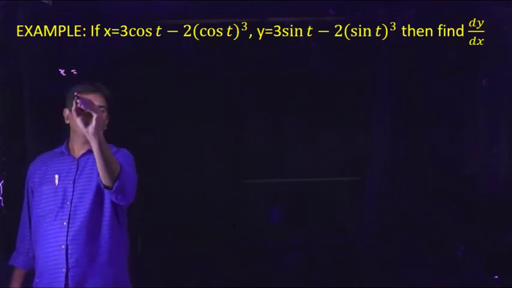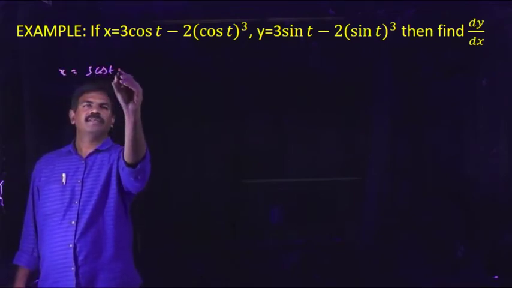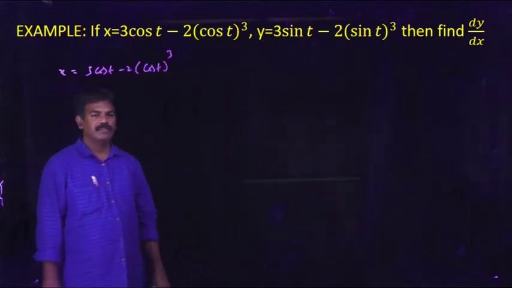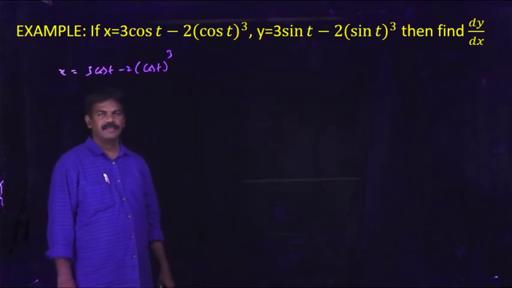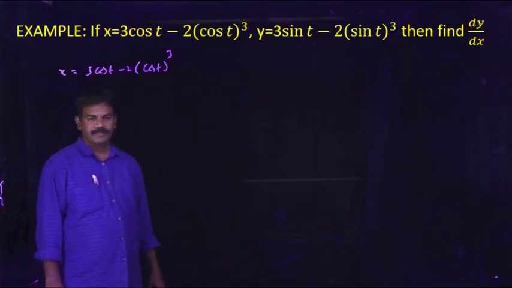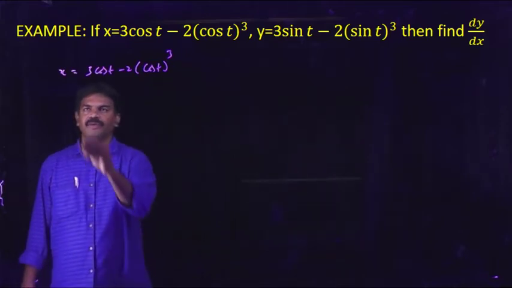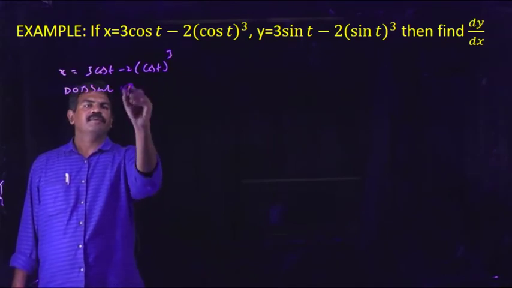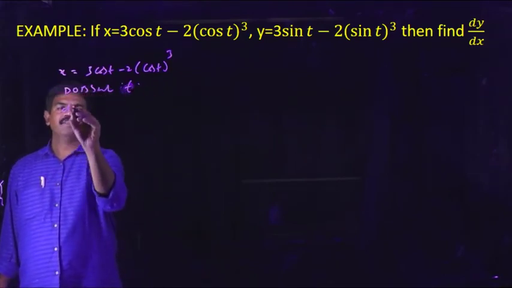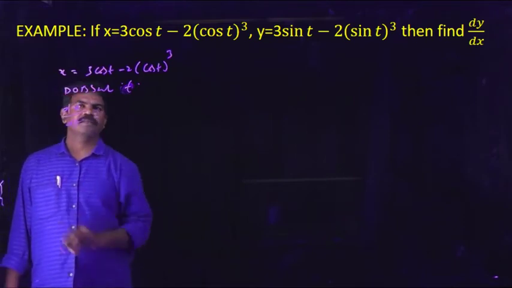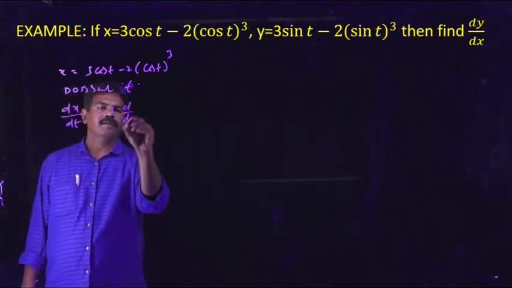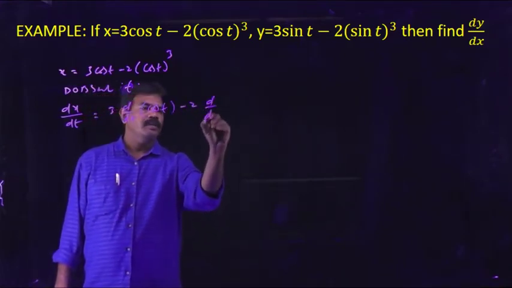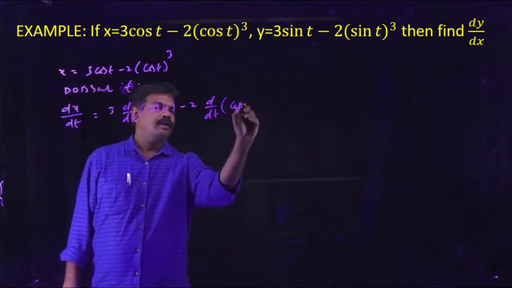x is equal to 3 into cos t minus 2 into cos t whole cube. The problem is based on the parametric differentiation. We know how to find the parametric differentiation in previous class. So, differentiating on both sides with respect to t, dx by dt is equal to 3 into d by dt of cos t minus 2 into d by dt of cos t whole cube.